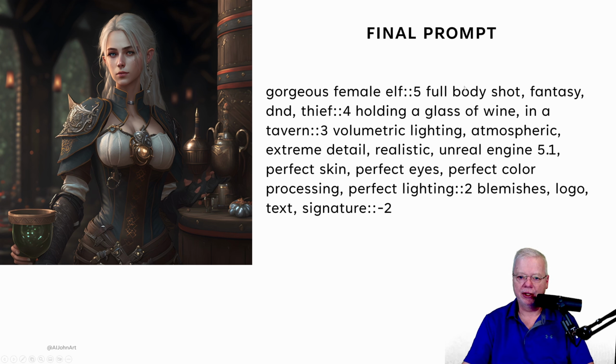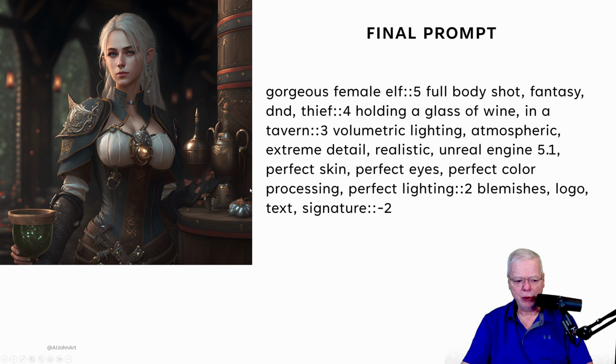And then I've got the full body shot fantasy D&D thief with the double colon signifying it's a group. And then I use a weight of 4 for this. And then I go on and I do the entire thing. So as you can see, what we have here is a pretty good representation of what I wanted in the image. However, one of the things that I really wanted in this one was the volumetric lighting. I wanted some atmosphere from that type of volumetric lighting that you would have in a typical medieval tavern type thing.